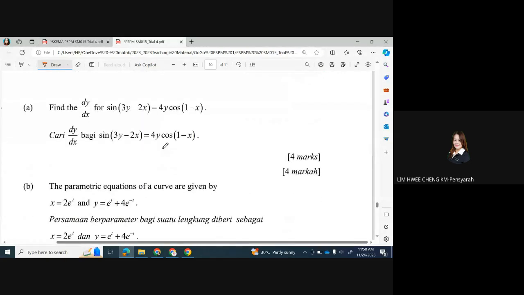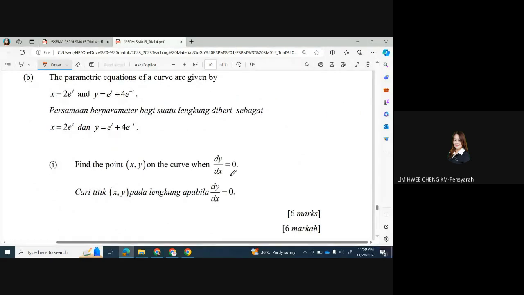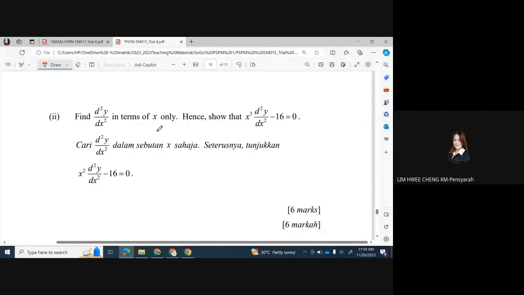Okay, so yang seterusnya adalah soalan ini. Find the sine cos. Ini tak ada masalah. Ini aja lah U dengan V. Okay, ingat lagi bila kita nak differentiate sin fx. So, maka kita akan dapat cos fx salin dulu, lepas tu beza dengan f prime. So, maksudnya kita beza ini, lepas tu kita beza ini. Ini akan U dengan V lah. So, lepas tu parametric differentiation. Find the point when the curve is 0, the gradient is 0. And find the second derivative in the term of x only, hence shows that.